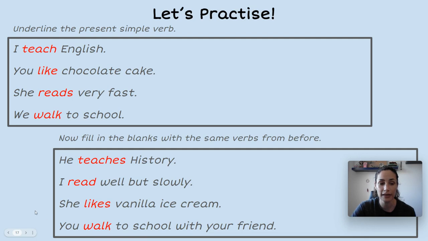The next video is going to be about how we form present simple, pretty much what we're talking about right now. We're going to look at a little chart and then we'll do some exercises.